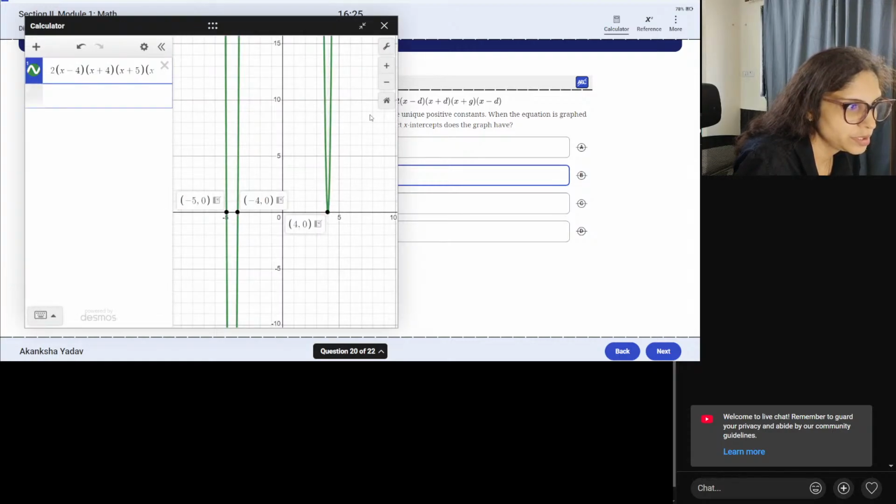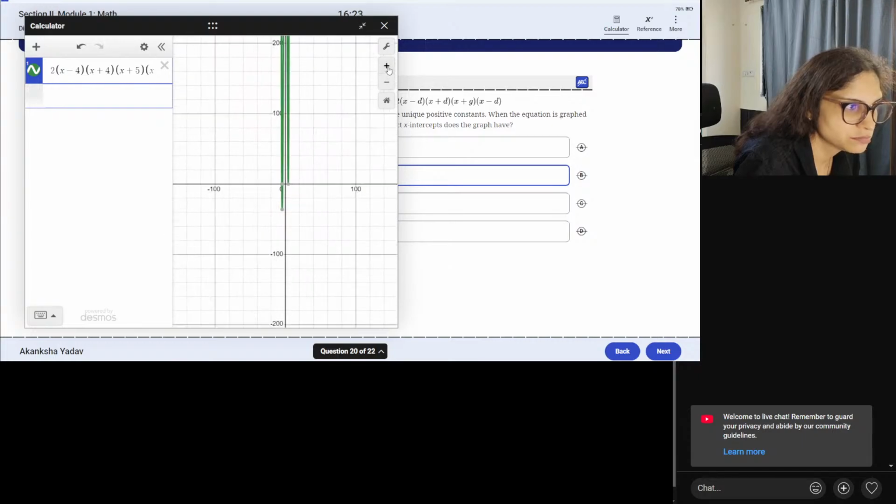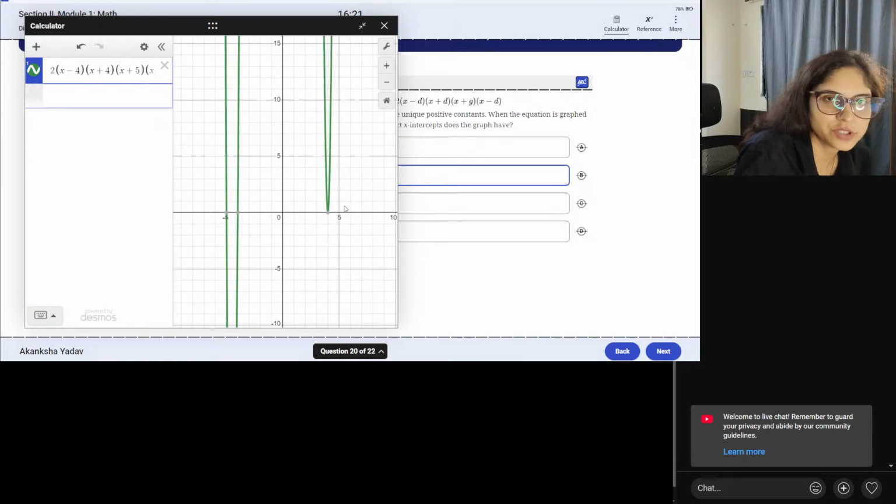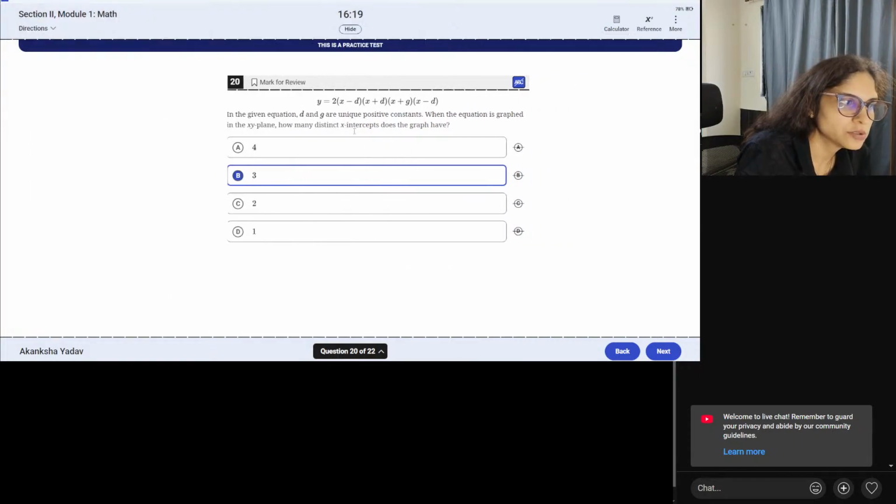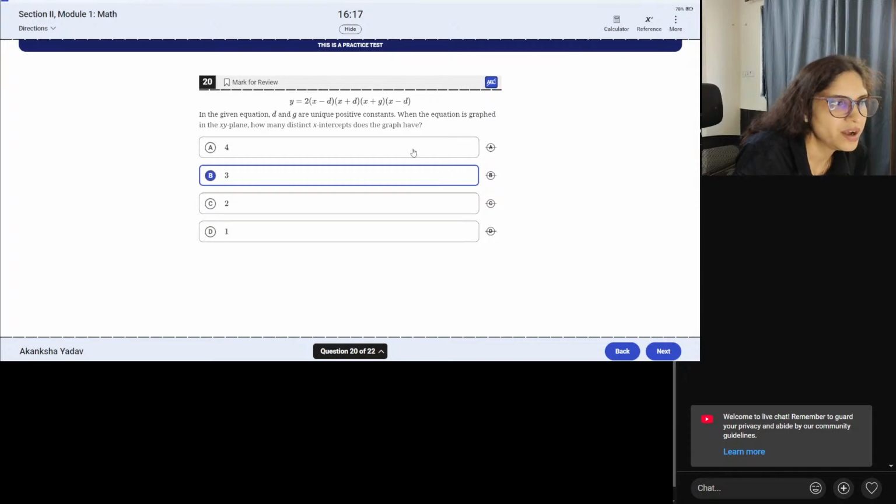1, 2, 3 x-intercepts. So there are 3 different x-intercepts. This is how you can do it on Desmos. Otherwise, you can see x minus d gives you 1, that is d. X plus d is giving you negative d. X plus g is giving you negative g. That means there are 3 different x-intercepts.